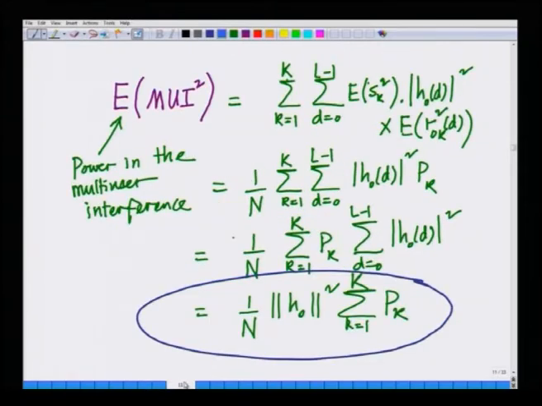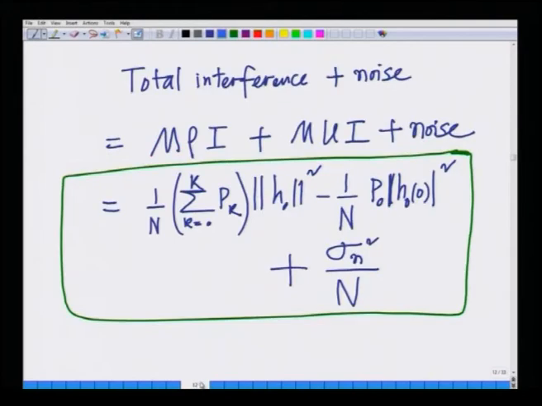Then we derived the multi-user interference. The multi-user interference we said is given by 1 over n norm H naught square summation k equals 1 to K P k. So, you can see the powers of all the other users are contributing to the multi-user interference at the user. And finally, we put the multi-path interference, the multi-user interference and the noise together to derive the total interference, that is the multi-path interference plus multi-user interference plus the noise power to derive the total interference plus noise ratio. Now, we can write the signal to interference plus noise ratio.